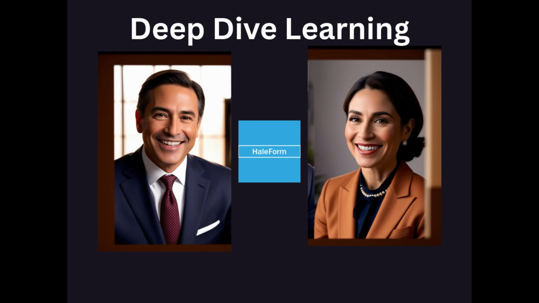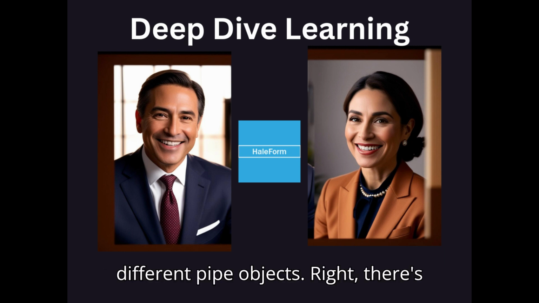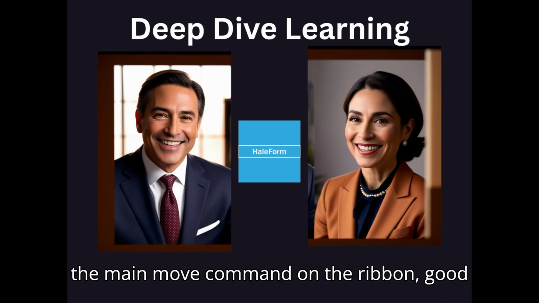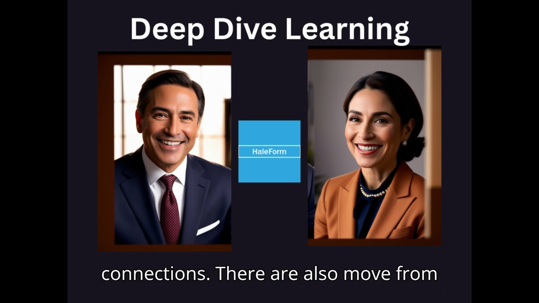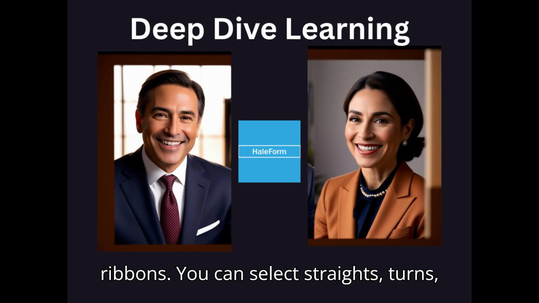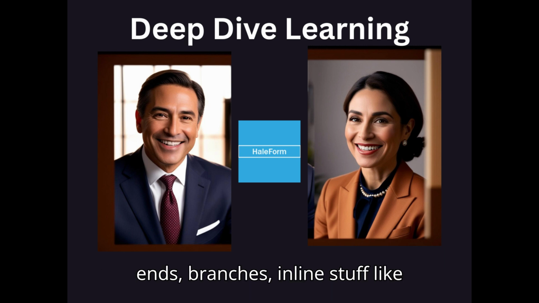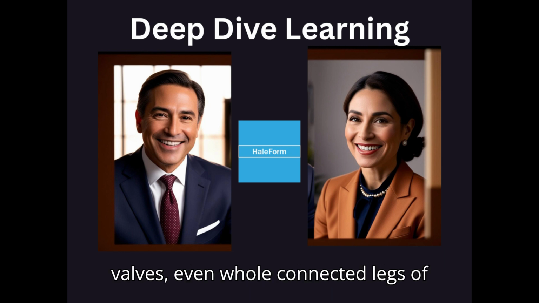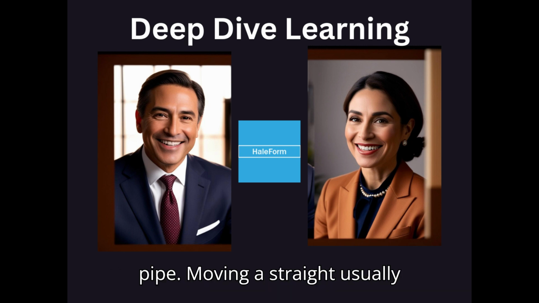Moving things around. Fundamental stuff. How do I move different pipe objects? Right. There's the main move command on the ribbon, good for bigger sections while trying to keep connections. There are also move from, move to commands sometimes on modify ribbons. You can select straights, turns, ends, branches, inline stuff like valves, even whole connected legs of pipe.